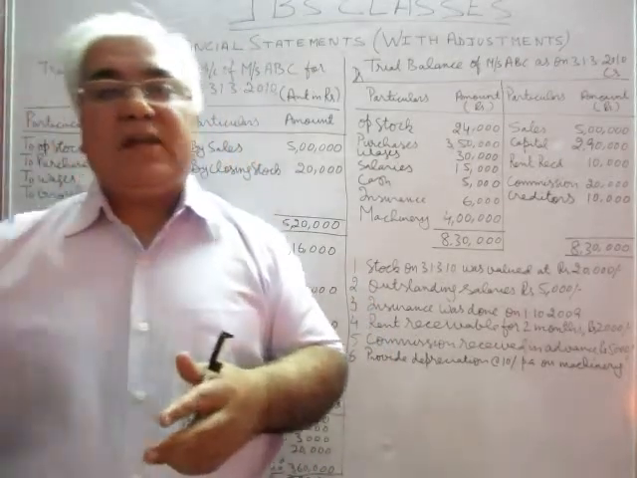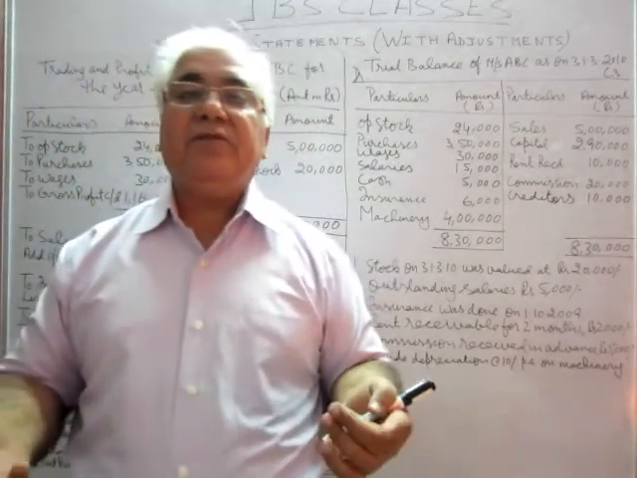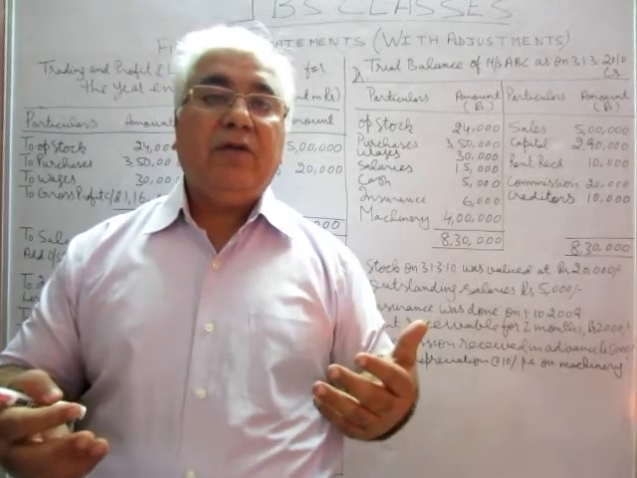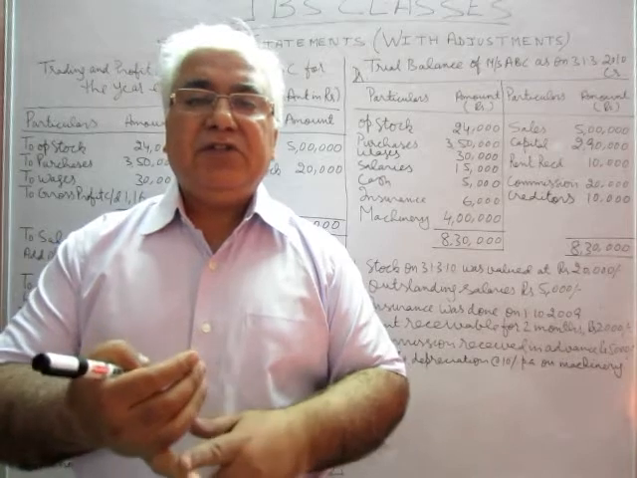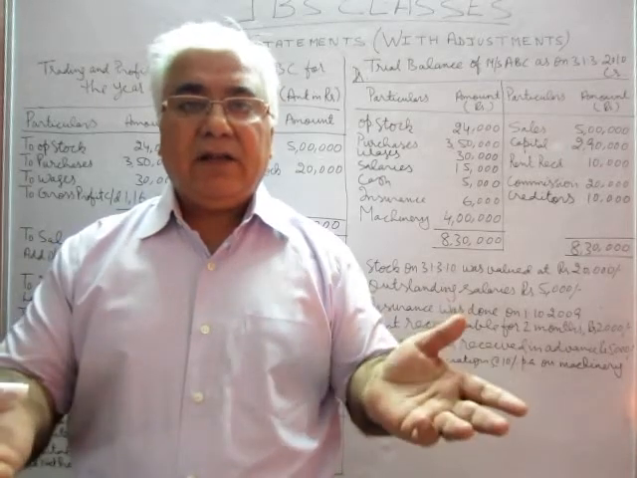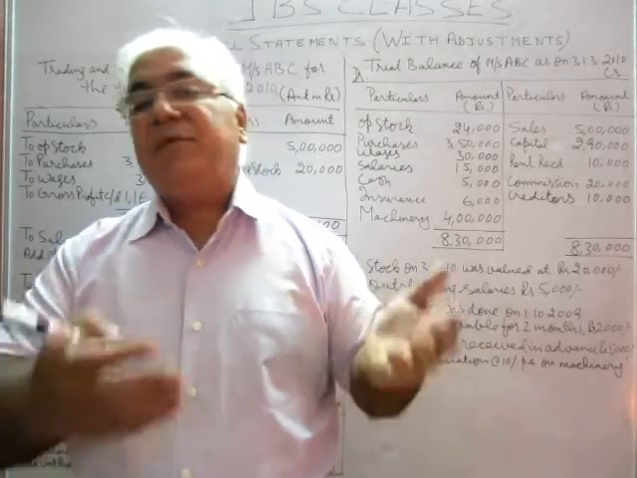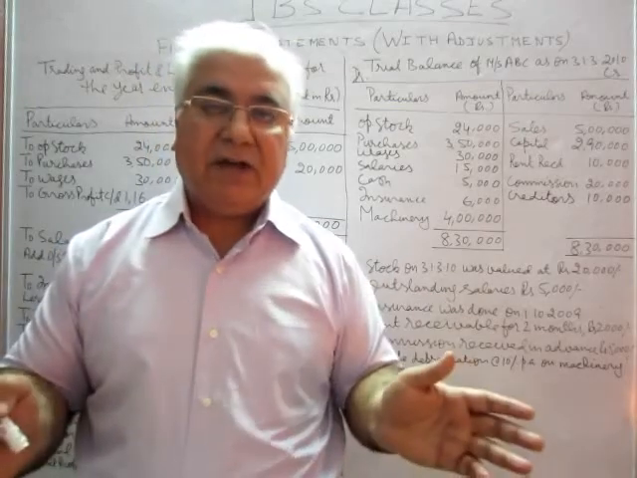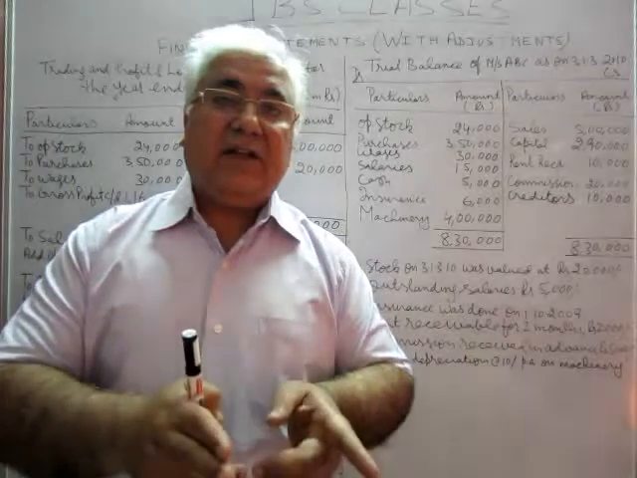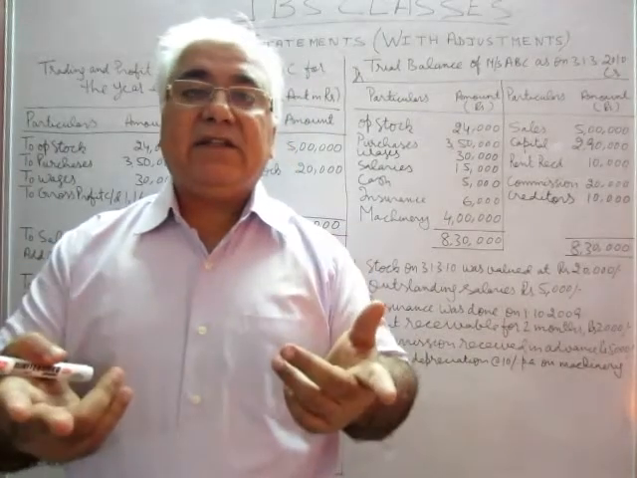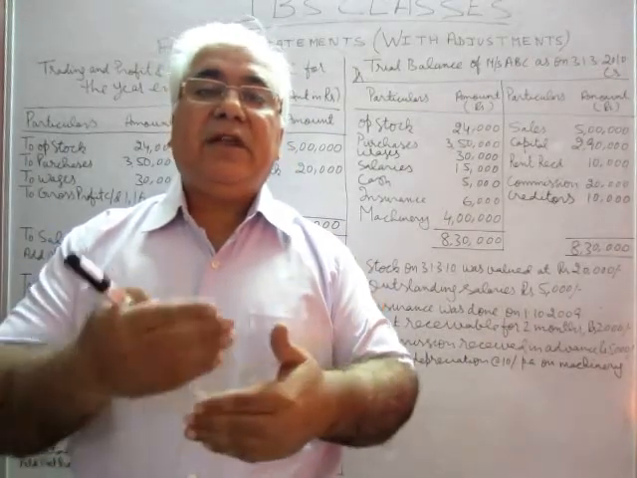Similarly, on the income side, there could be certain incomes which have accrued to you but you have not received. Could be interest, commission, rent, anything. It has accrued to you, it has become due to you, but you have not received it. So you have to recognize that income in this year and create an asset which is to be, say, received maybe next year.